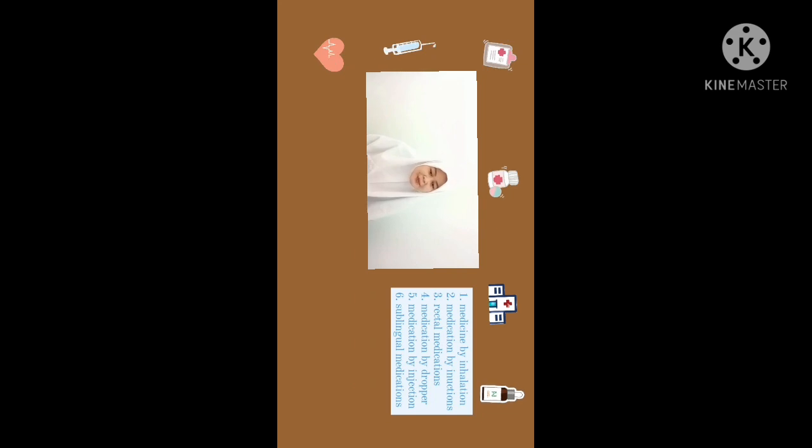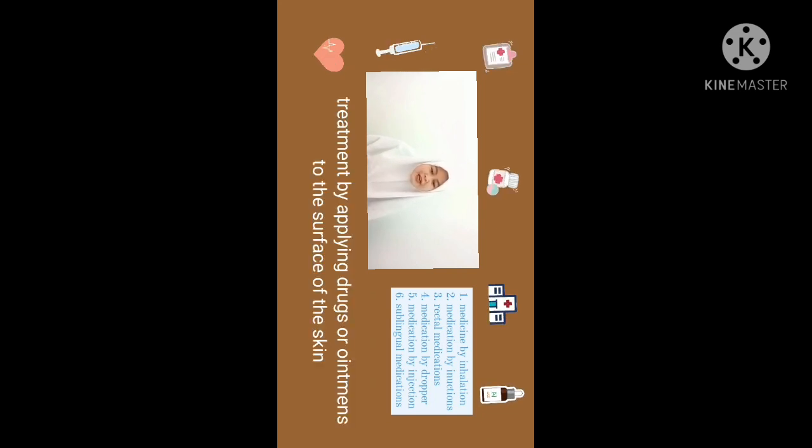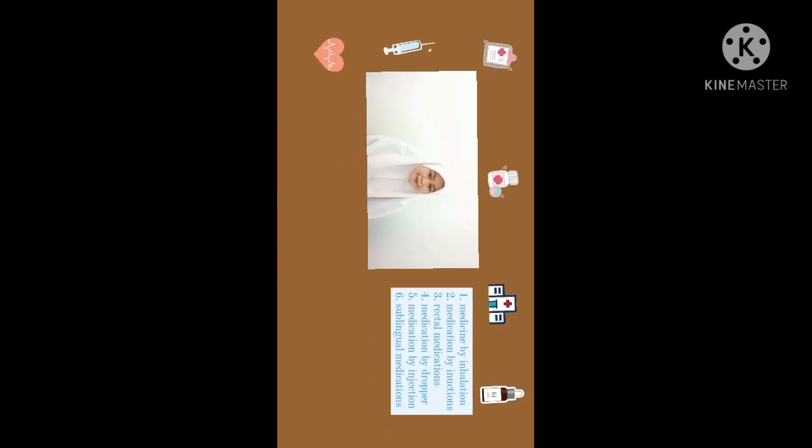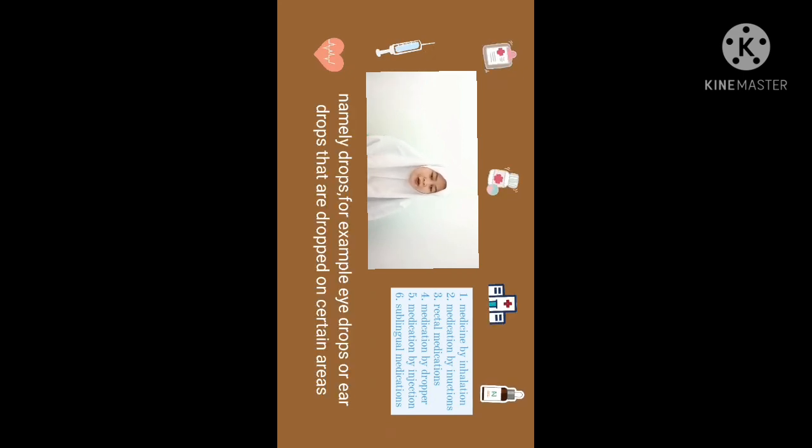Number 2. Medication by inunction. Treatment by applying drugs or ointment to the surface of the skin. Number 3. Rectal medications. This type is given through the anus to the patients. For example, it is used in patients who have hemorrhoids, constipation, and so on. Number 4. Medication by dropper. Namely drops, for example, eye drops or ear drops that are dropped on certain areas.